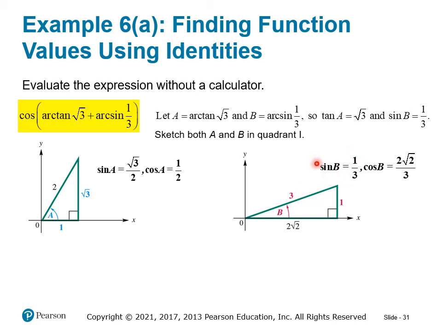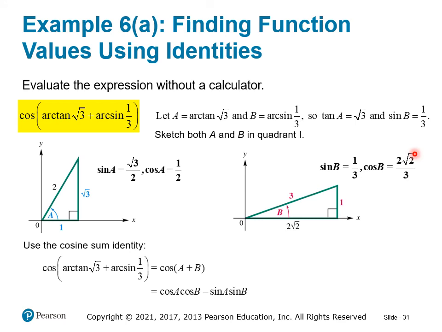That was a given. But the cosine of B is the adjacent over the hypotenuse, which is 2 times the square root of 2 over 3. Now, why do we want all those? Because of the cosine sum identity. Remember that the cosine of A plus B is cosine A, cosine B, minus sine A, sine B. So we needed all of these values: sine of A, cosine of A, sine of B, cosine of B. And now all we have to do is plug them in and simplify.